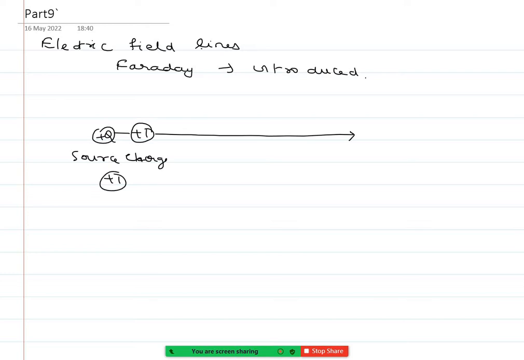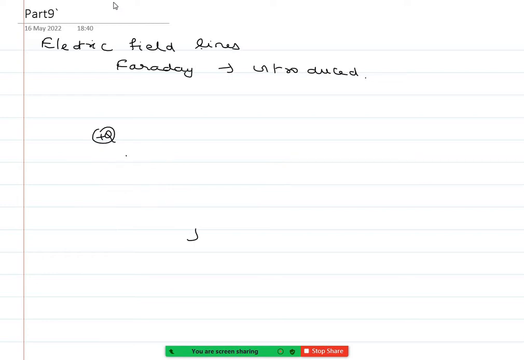If you place it here, again it will experience a force of repulsion and it will travel in this way. If I place it here, then it will experience a force. So the path traced by this unit positive charge is nothing but what? Electric field lines, and it is an imaginary field line. It is a convention that we follow.